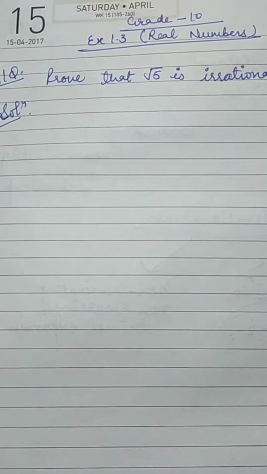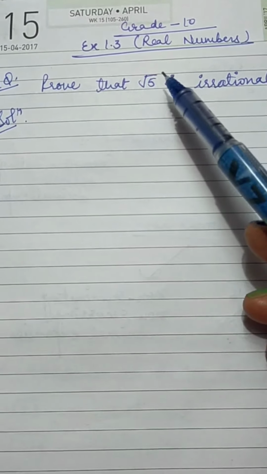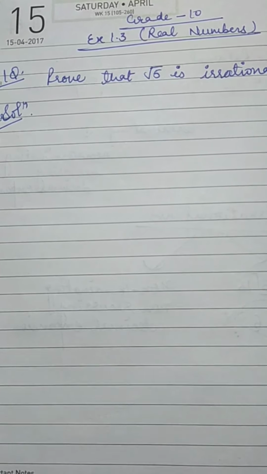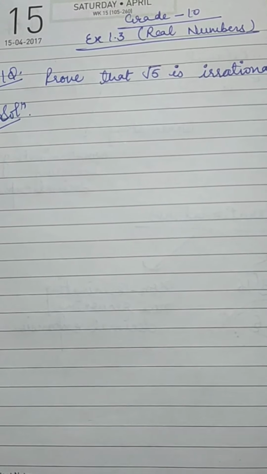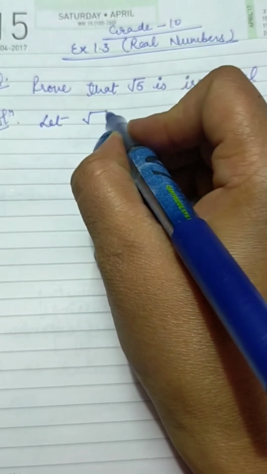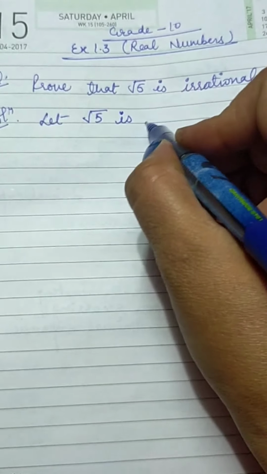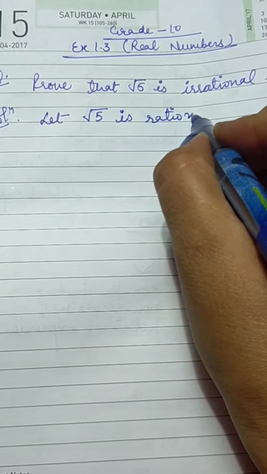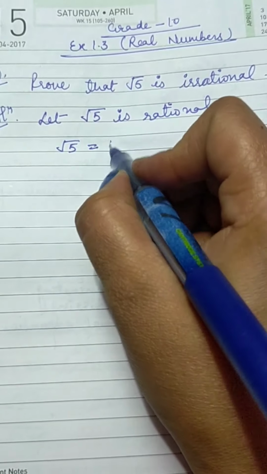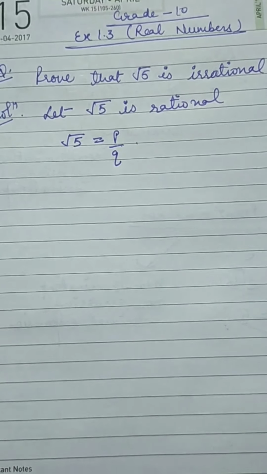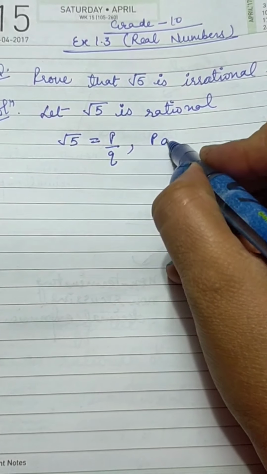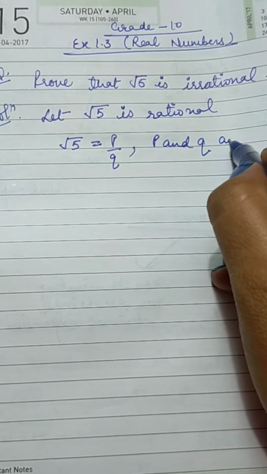So in such type of question where you need to prove that the given number is irrational, you definitely have to take them to be rational. We are going to assume it. So let's assume square root 5 is rational, and if it is rational, may I write root 5 as p over q form, because a rational number can be written in the form of p over q, where p and q are co-primes.